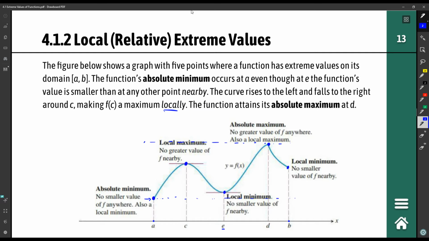So this graph is a nice way to look at the difference between local and absolute minimums and maximums. Absolutes are usually using the article the. It's the smallest point, it's the highest point, the absolute minimum, the absolute maximum. A local maximum, a local minimum are points on the graph that just happen to be higher or lower than all the other points in the immediate vicinity. They're just bigger or smaller than all the points nearby.